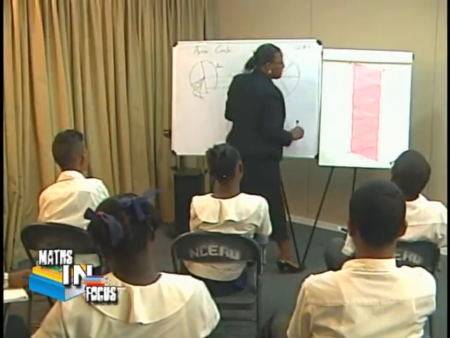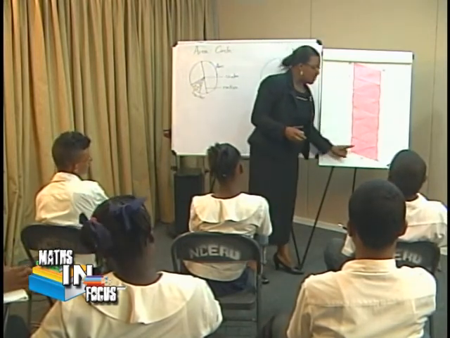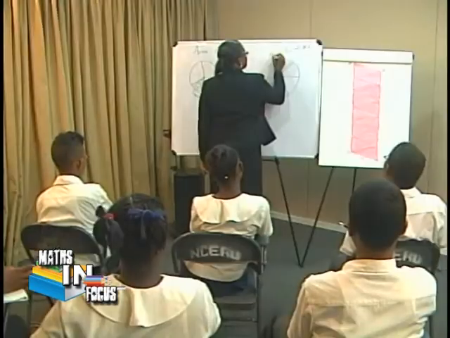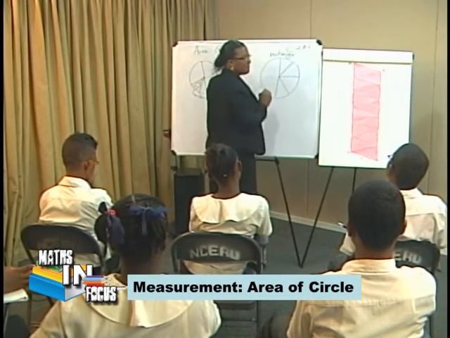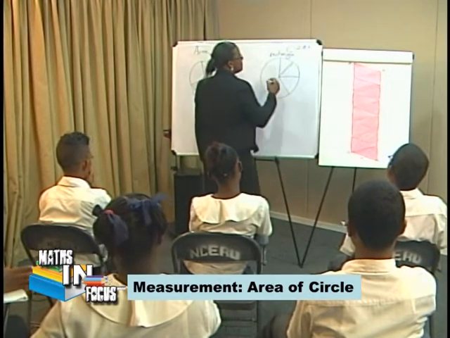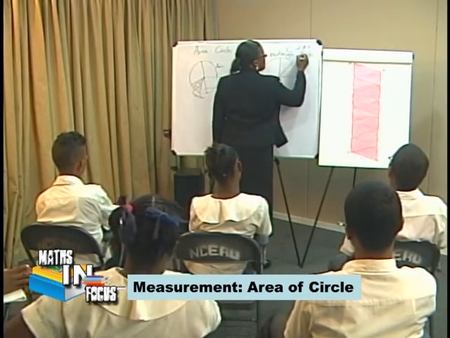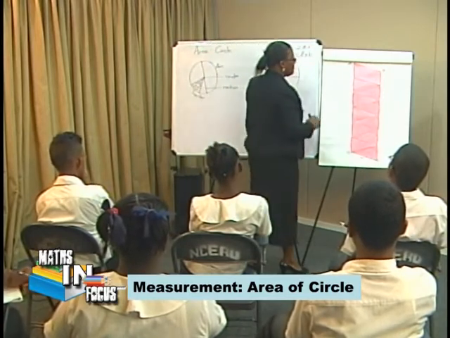Good. Now look here. Can anybody tell me what shape the black outline resembles? A rectangle. Leon said a rectangle. And the formula for finding the area of a rectangle is length times breadth, or length times width. Now let's see what we can come up with from here.